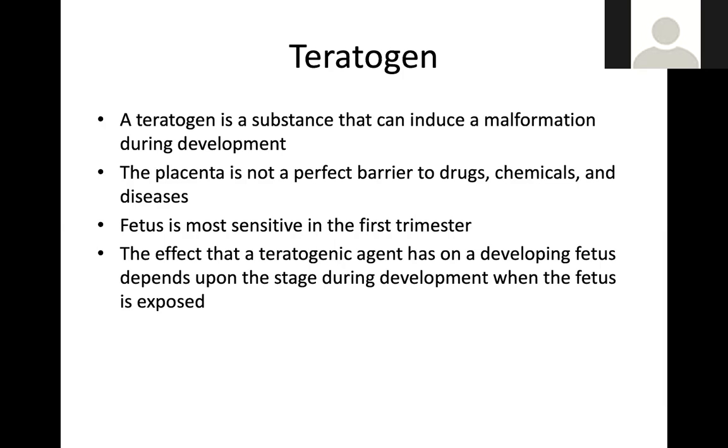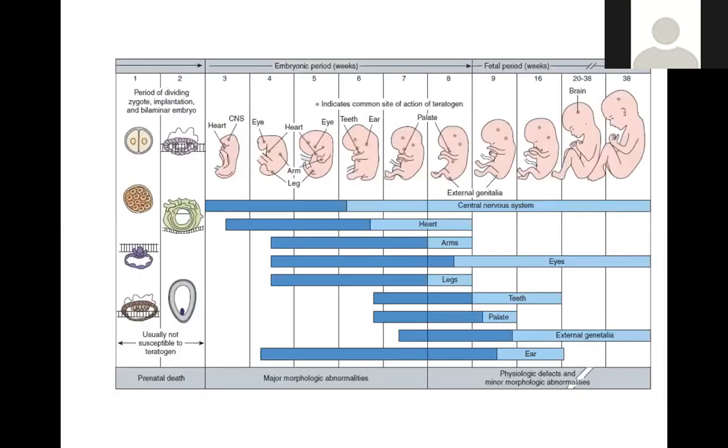It can also be because the fetus is developing a lot of the major organs during this time, in the first essentially 8 to 12 weeks. You're developing a lot of the major organs, heart, lungs, stomach, that you can't really mess up, right? Because after the stages that we get in the first trimester, you just start to grow and develop and get bigger. The effect that a teratogenic agent has on a developing fetus depends upon the stage during development when the fetus is exposed.